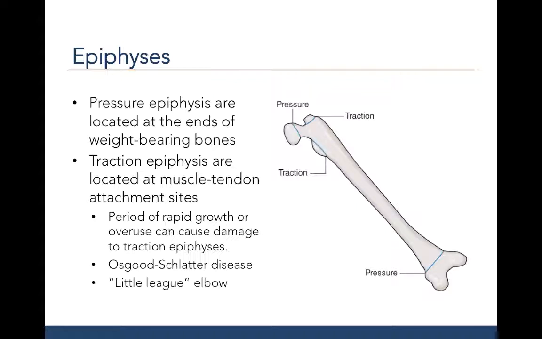This injury is different than the ulnar collateral ligament damage that might require Tommy John surgery in adults, because the epiphyses have already closed. So this area of damage is slightly different. In adults, the ligament is damaged, whereas in children, the traction epiphysis is damaged.